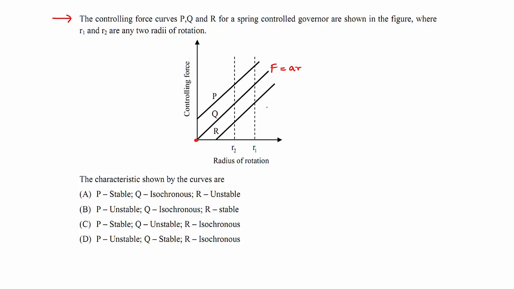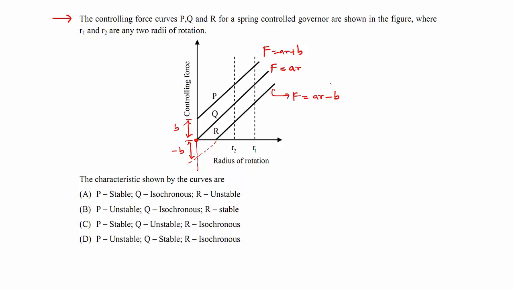Okay, and here if you see this equation, that is for curve P, this is some constant, let us say some constant or y-intercept. So this will be F is equal to AR plus B. And similarly, if you extend this line, we'll have a negative intercept, that is minus B. So this is of the form F is equal to AR minus B.